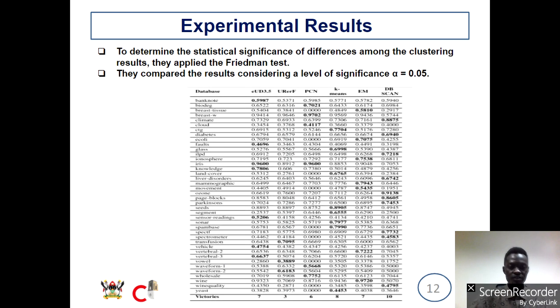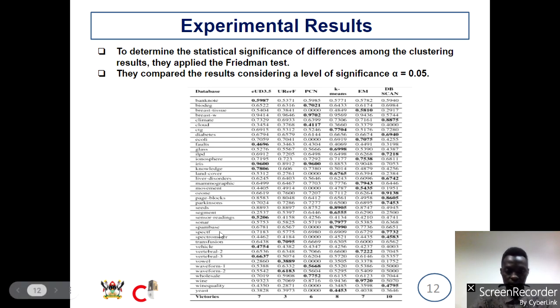So from the results, we were able to determine the statistical significance of the difference among the clustering results they applied using the Friedman test, and they compared the different results considering the level of significance, which is 0.05. So from this table, as you see the databases and the different clustering algorithms that were used, you see that DBScan performed well. You see it has 10 victories compared to the rest.